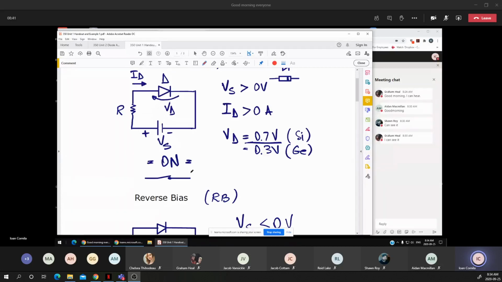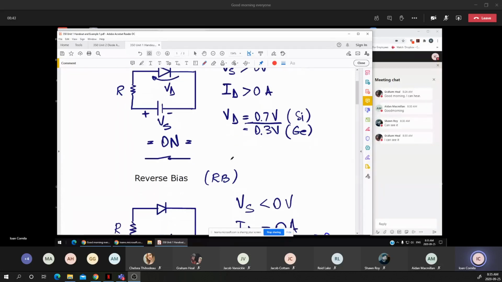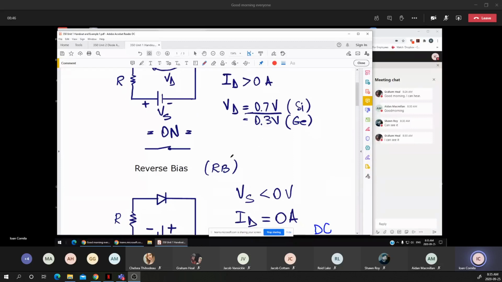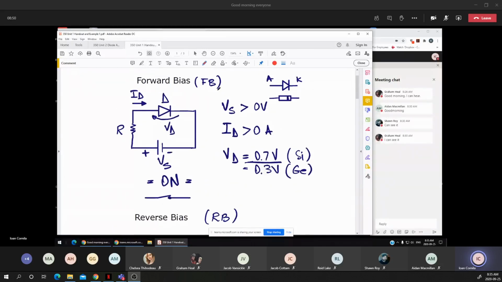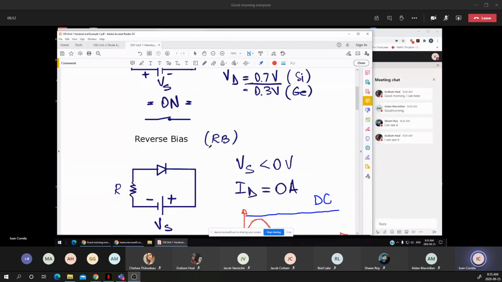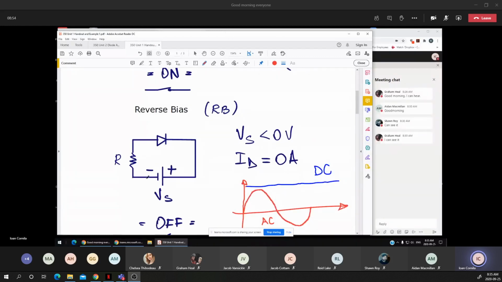as an on switch or an on state. On reverse biased, abbreviation RB for reverse biased, FB for forward biased. For reverse biased, I'm changing the polarity of the supplied voltage. Negative is to the anode, positive to the cathode.